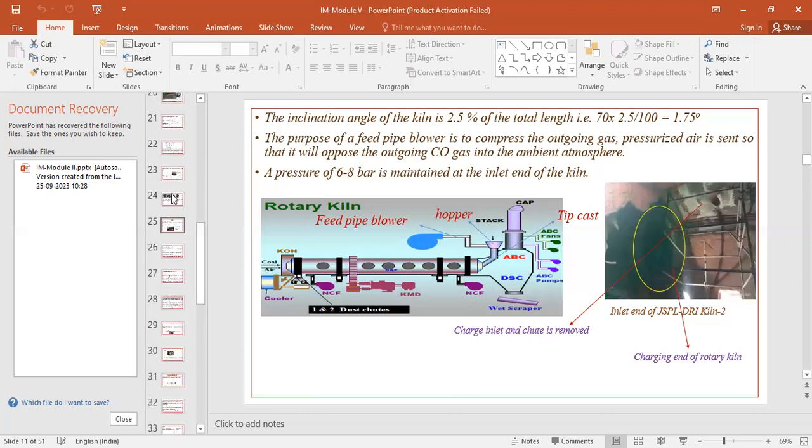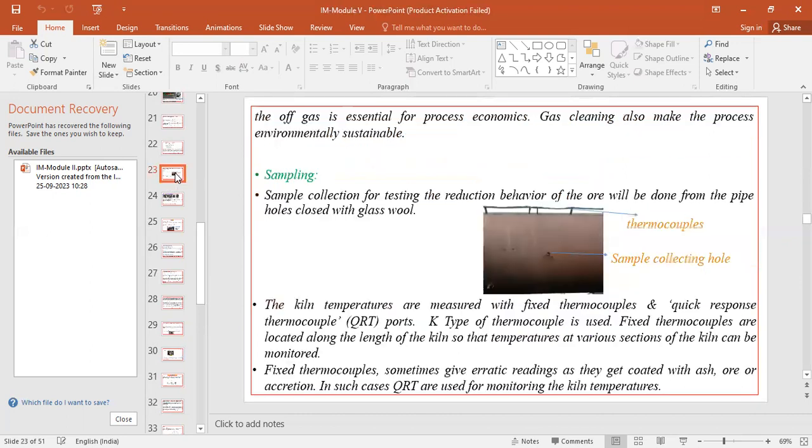Now, coming to the sample collection. As the process is going on inside the kiln, whether the production process is happening uniformly inside the kiln or not, whether the reduction process is happening uniformly from the surface to the core of your pellets or not, will basically be studied by collecting some random samples at different points of time during the DRI process.